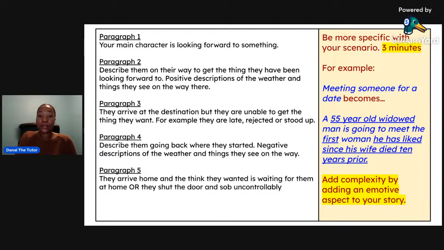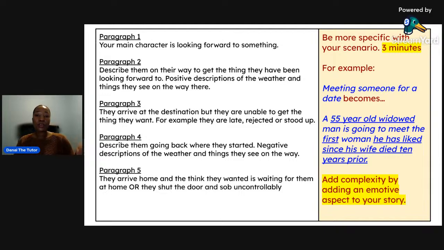Okay, so this is what I want you to do now for 3 minutes. So my initial example, meeting someone for a date, it then becomes a 55-year-old widowed man, widowed meaning his wife passed away, okay? So a 55-year-old widowed man is going to meet the first woman he has liked since his wife died 10 years prior, meaning 10 years before. So this is adding some emotion to this story, okay?